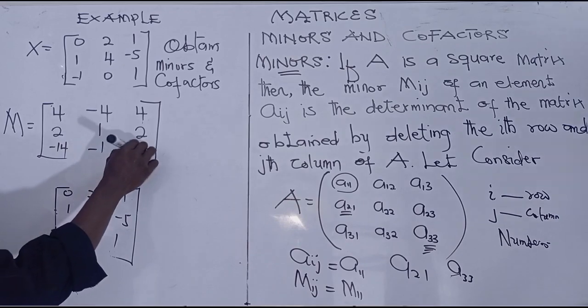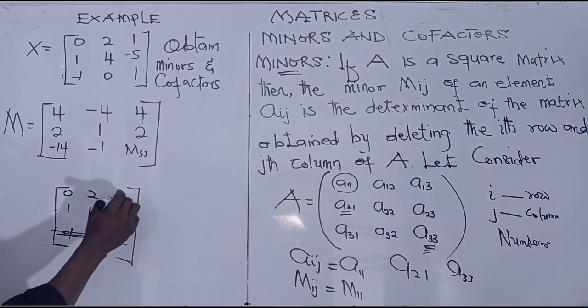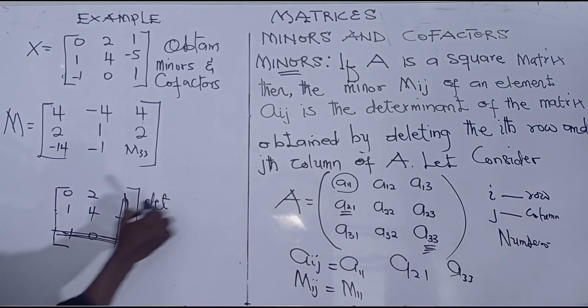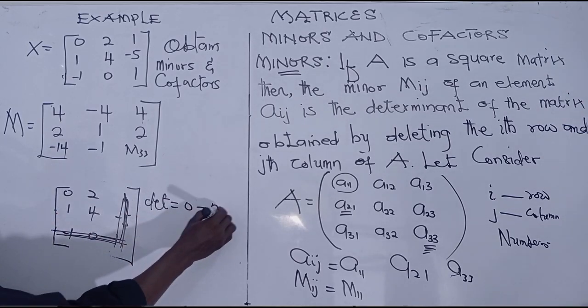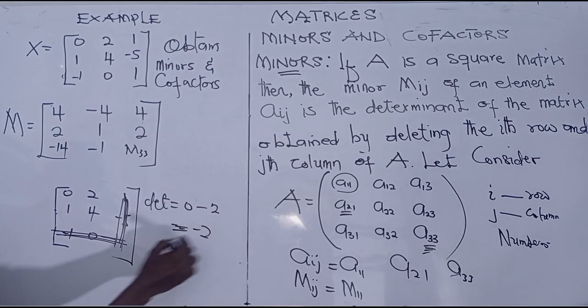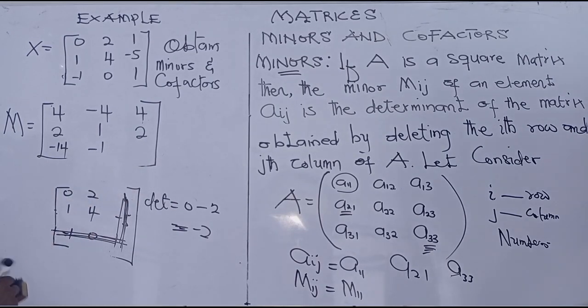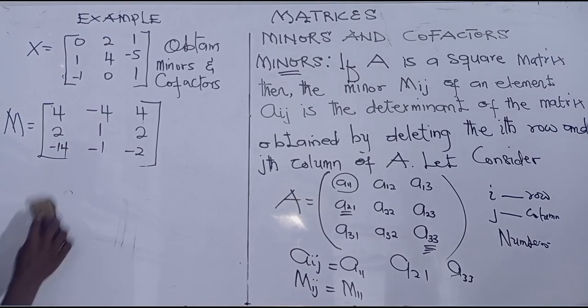Let's look at the last minor. So we have M33. It means we are going to delete the third row and then the third column. So we have the determinant. 0 times 4 give us 0, and this is going to give us 2. So we have what? Minus 2. So these are the minors of this matrix.